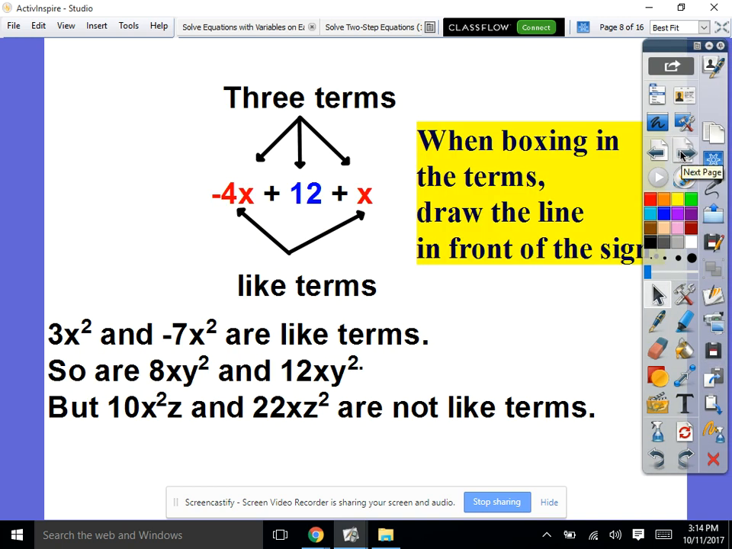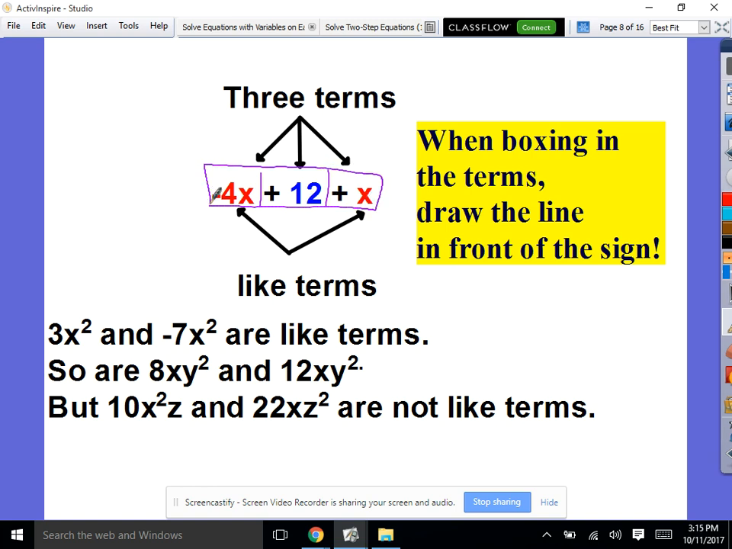All right, here we have 3 terms, and if you box in the terms, draw the line in front of the sign, you will see that we have 3 boxes or 3 terms. Negative 4x and x are like terms because they both have the variable x to the first power, which you don't see. So if you don't see the power, then it is to the first power.